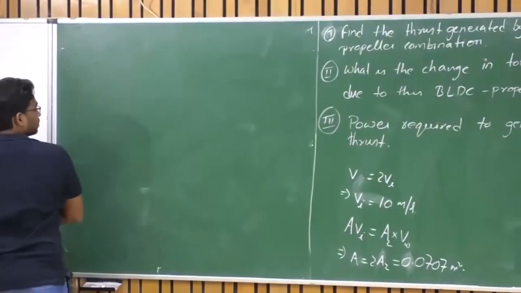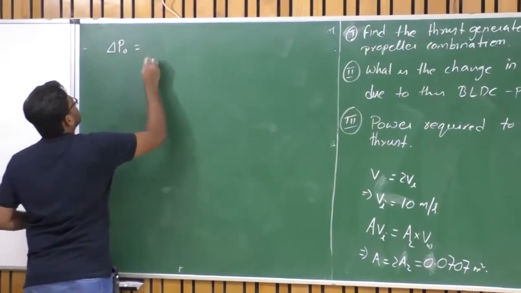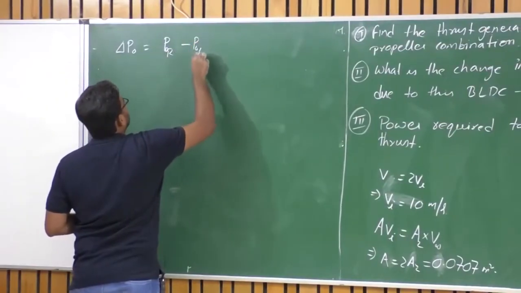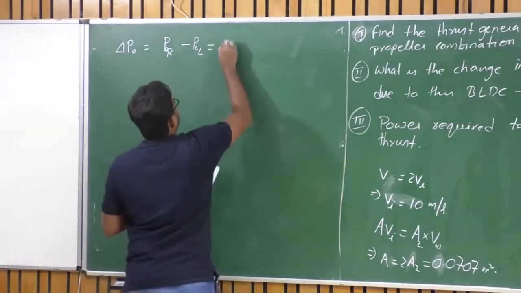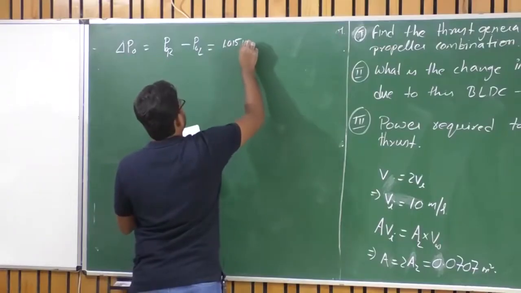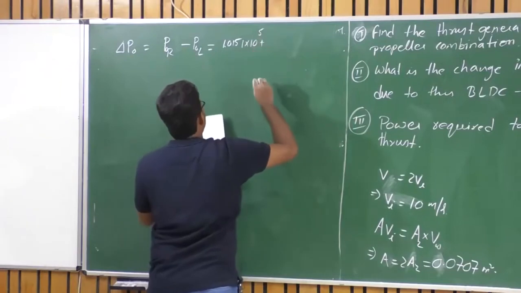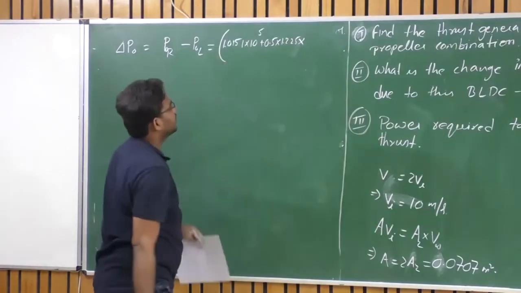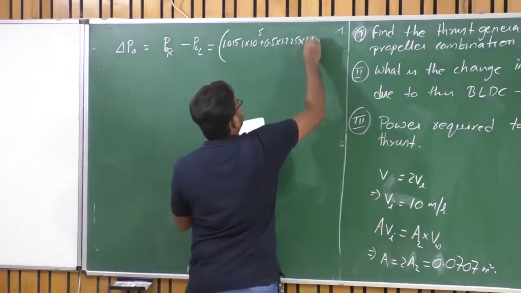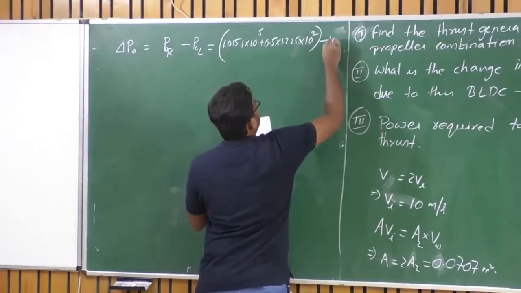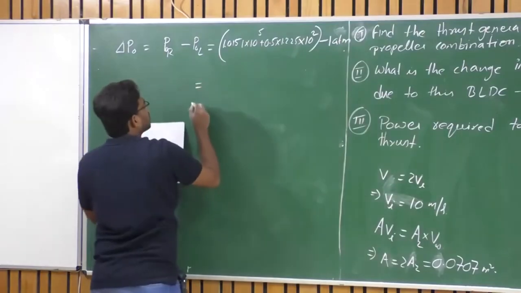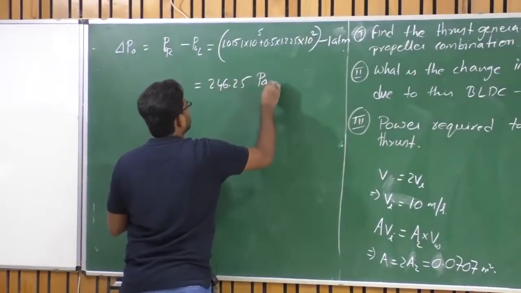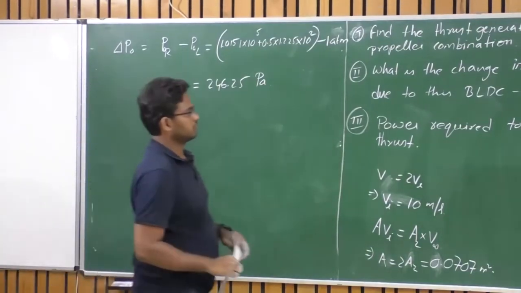So the change in the total pressure delta P naught is equal to P naught R minus P naught L, which is 1.0151 times 10^5 plus 0.5 times 1.225, half rho V square, right? P R plus half rho V square, with V1 being 10 meters per second, minus 1 atmosphere. This is equal to 246.25 Pascal, an additional pressure that is added because of this particular disk.